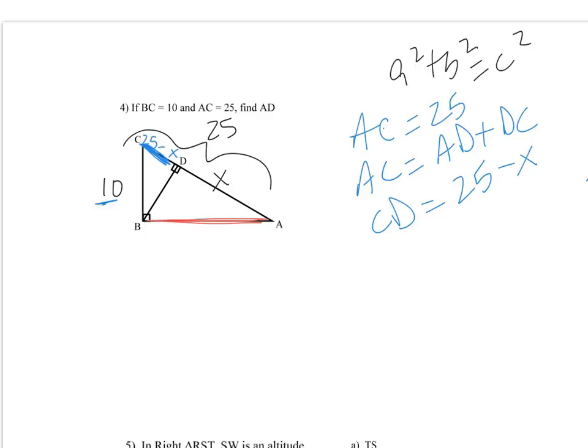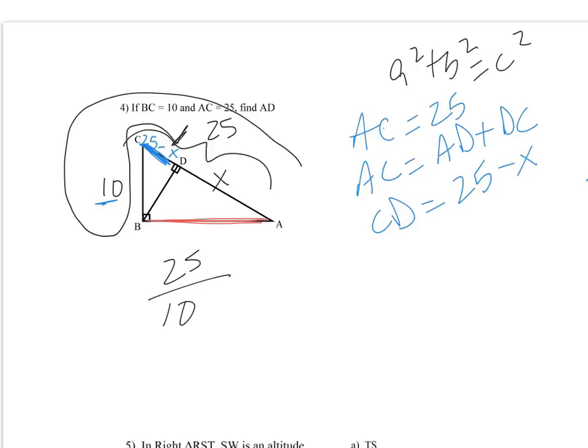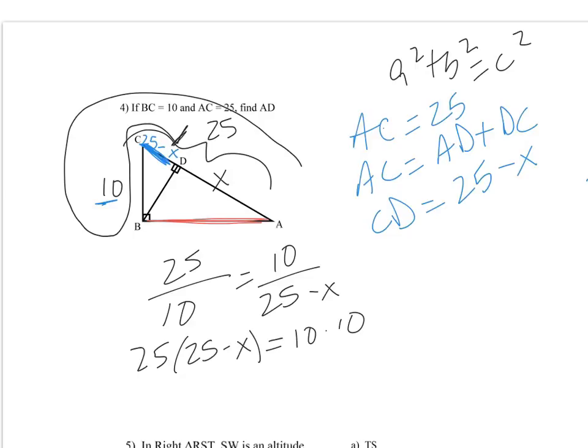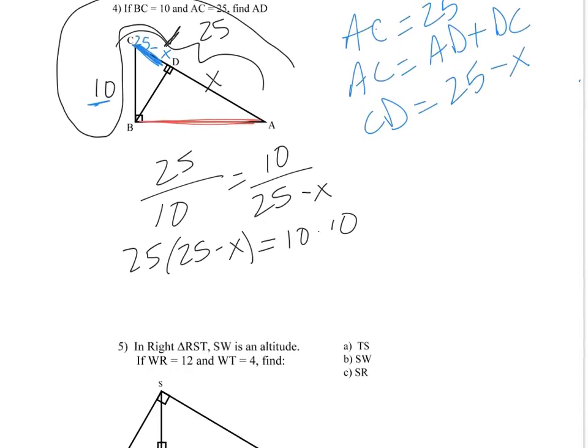Now I can write my proportion using the hypotenuse, leg, projection. So I'm going to do 25 over 10 equals 10 over 25 minus x. When I do the product of the extremes equals the product of the means, I'm going to do 25 times 25 minus x equals 10 times 10. And then I'm going to wind up with 625 minus 25x equals 100.